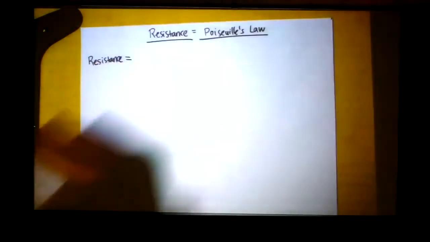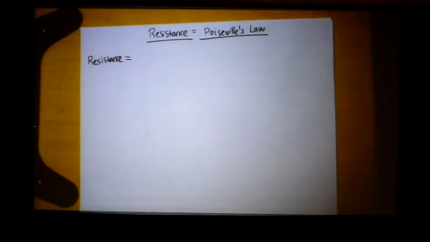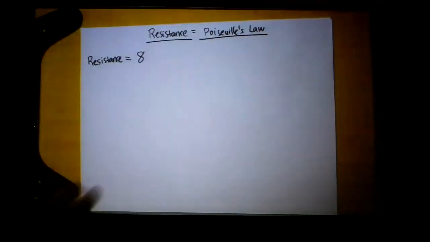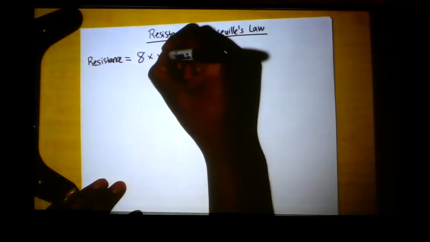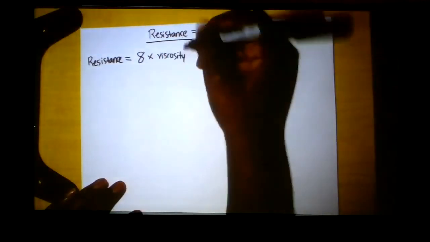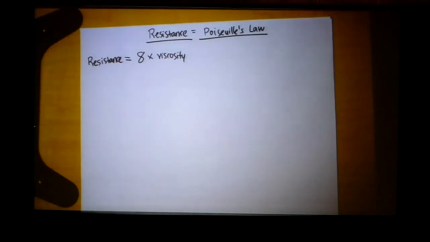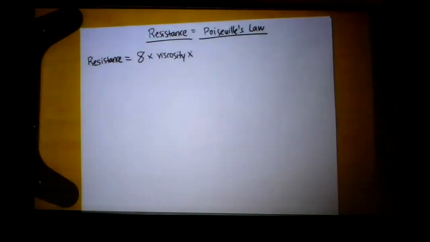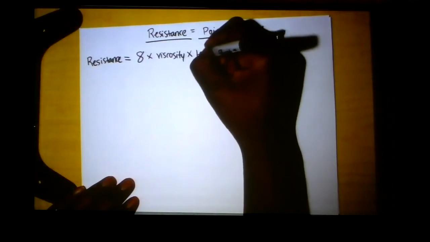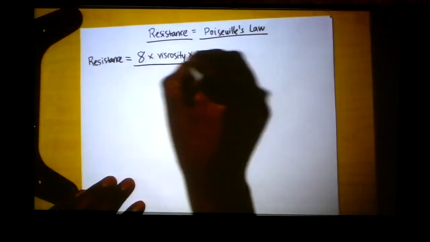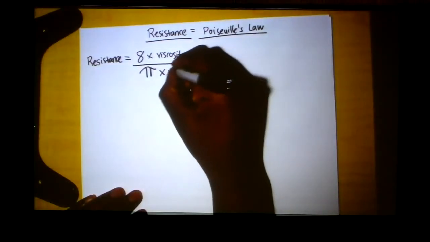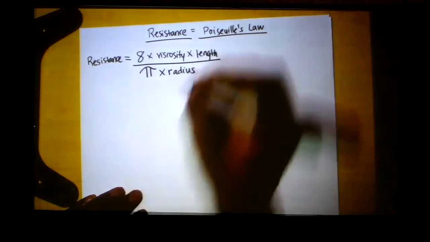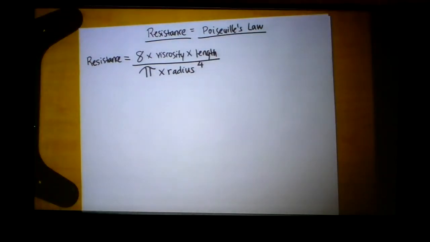So based upon what we just said, and based upon this law, resistance is equal to 8, and this is a standard number, right? So this is a fixed number, 8, multiplied by the viscosity, right? That's the viscosity of the blood or the liquid, multiplied by the length of the vessel. And that's going to be divided by pi, which is another fixed variable or standard, multiplied by the internal radius of that vessel. And that's going to be raised to the power of 4, okay?